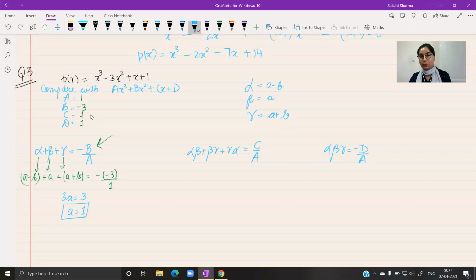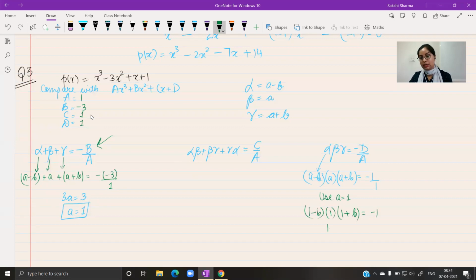I'm going to use the last one where I'm going to write down the products of these. A minus b, value of alpha, multiplied by a, value of beta, multiplied by gamma, the value is a plus b. On the right hand side, you will have negative 1 over 1. Using the value of a that we have already obtained, I'm using 1 minus b multiplied with 1, 1 plus b, the right hand side is negative 1.